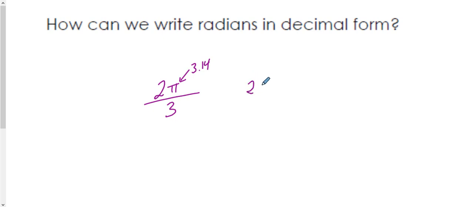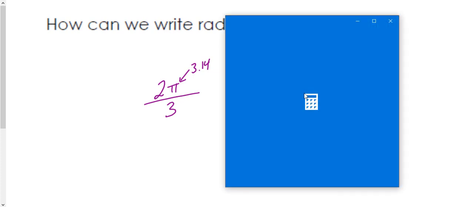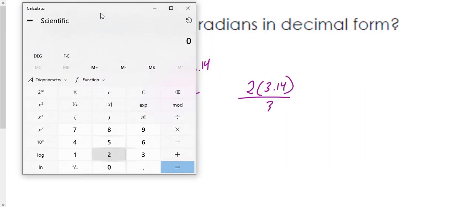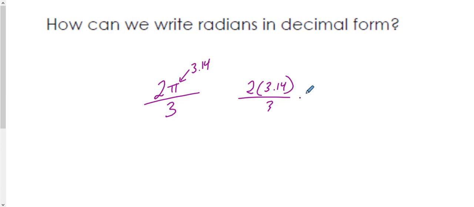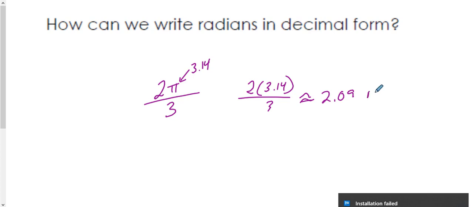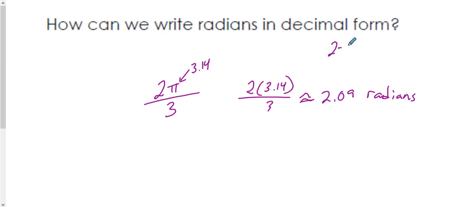So what we end up with is 2 times 3.14 divided by 3. Okay, so let's go ahead and do that. 2 times 3.14, we get 6.28. And we're going to divide that by 3. And we get 2.093333. Let's just call this 2.09. So this is approximately 2.09 radians. Okay, that's another way to write 2 pi over 3 radians.